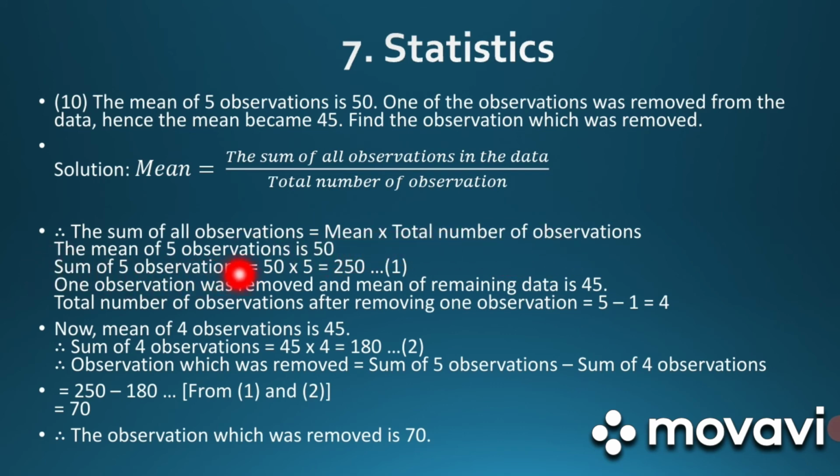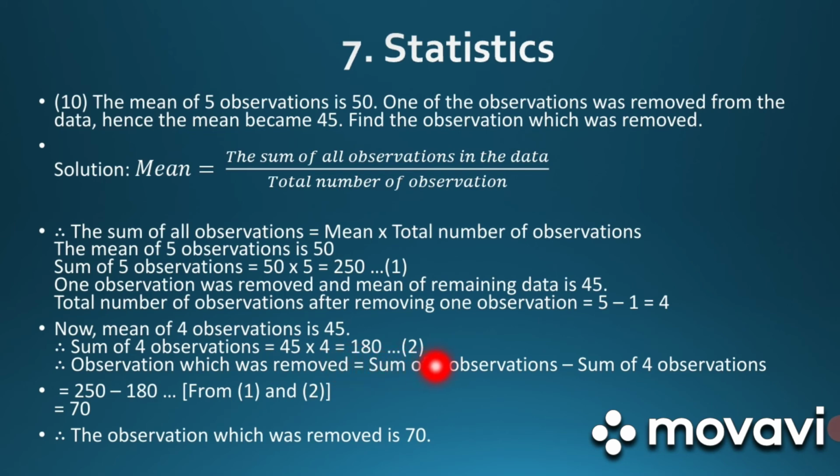The mean of 5 observations is 50. Therefore, the sum of 5 observations is equal to 50 into 5, which is equal to 250. Let this be 1. One observation was removed and the mean of the remaining data is 45. Total number of observations after removing one observation is equal to 5 minus 1, which is equal to 4. Now the mean of the observations is 45. Therefore, the sum of 4 observations is equal to 45 into 4, which is equal to 180.